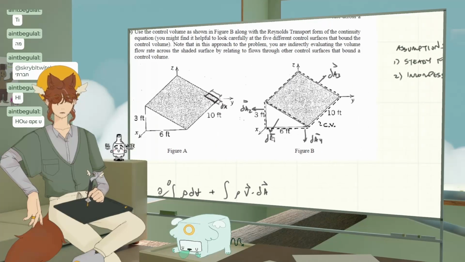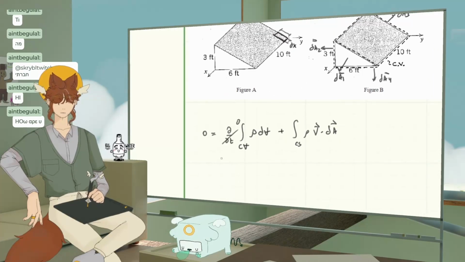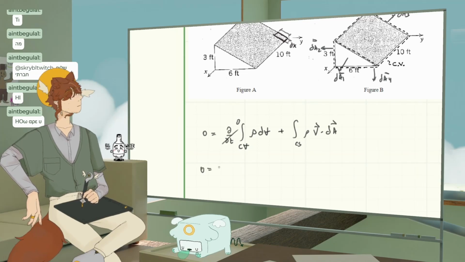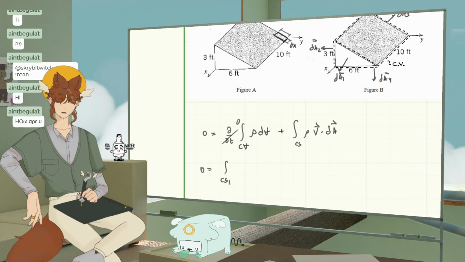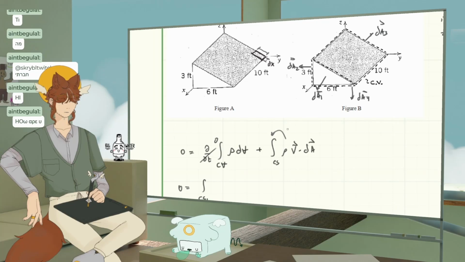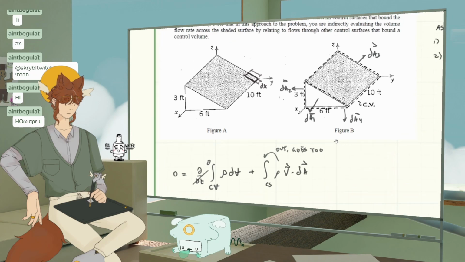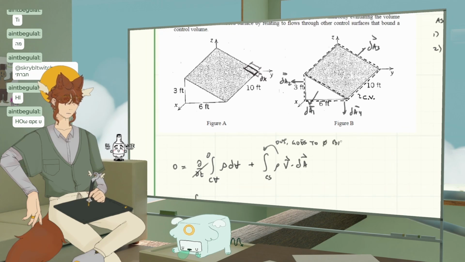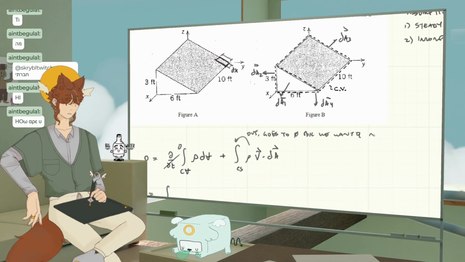Alright, so we have this steady flow, so the time dependent term goes to 0. Now we just have to say that our control surfaces, so CS1, rho 1. I'm gonna just get rid of all the rhos. We factor them out, this comes out, goes to 0, because we want Q, not m dot.